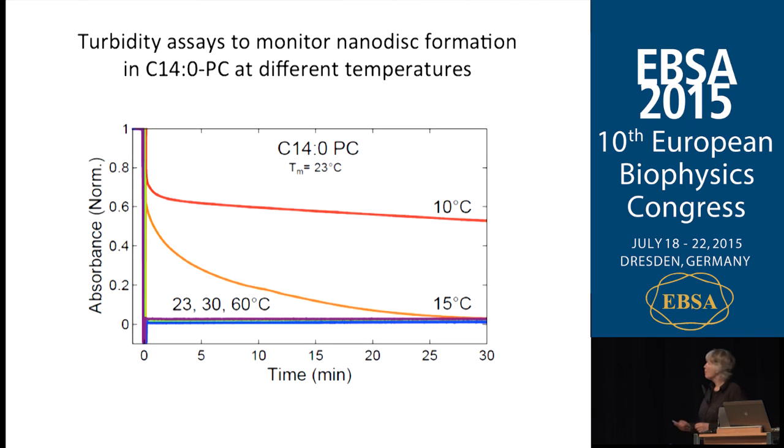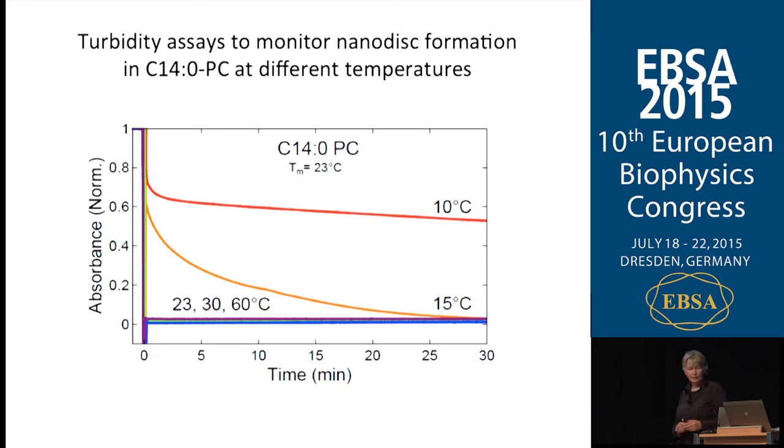And this is one example of the type of information you get. So this is solubilization of DMPC, which has a transition temperature around 23 degrees. Then you can see that below the phase transition it goes slowly, but at and above it goes very fast.